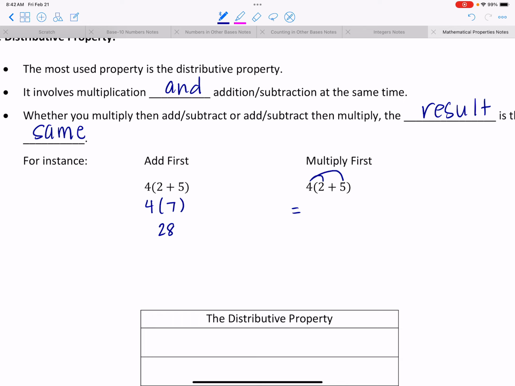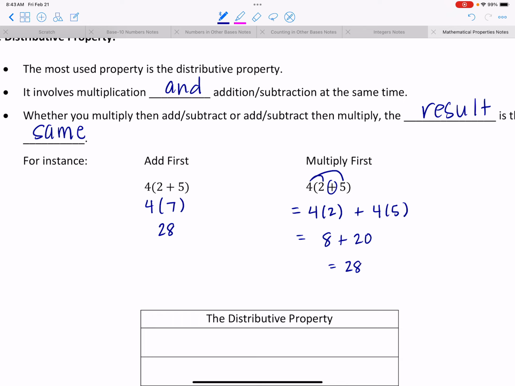So again, this is how our distributive property works. We take the 4 and multiply it by the 2. We take the 4, we multiply it by the 5. And we're adding our results. So we do the multiplication first and then do the addition. Well, the 4 times the 2 gives me 8. The 4 times the 5 gives me 20. I add those and I still get the same answer, 28.